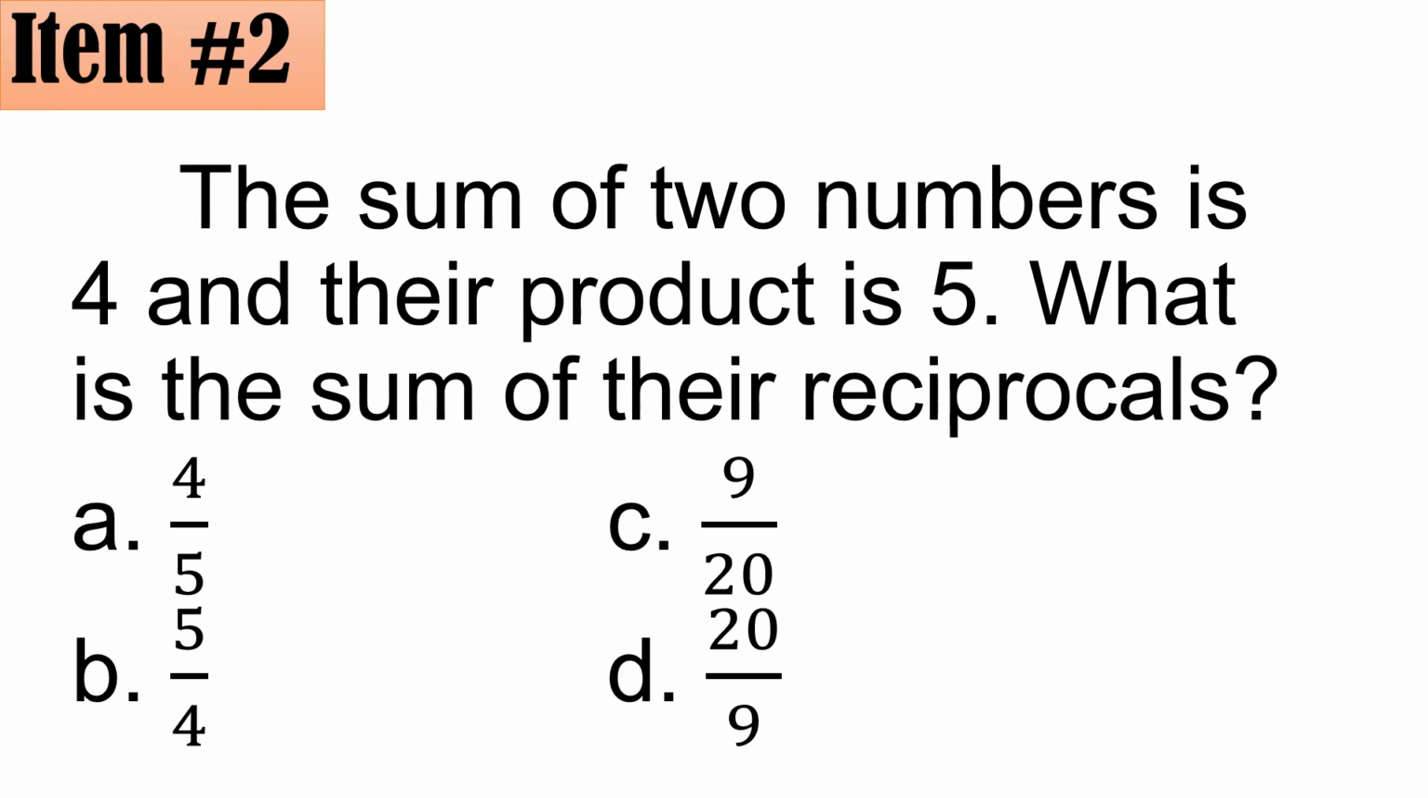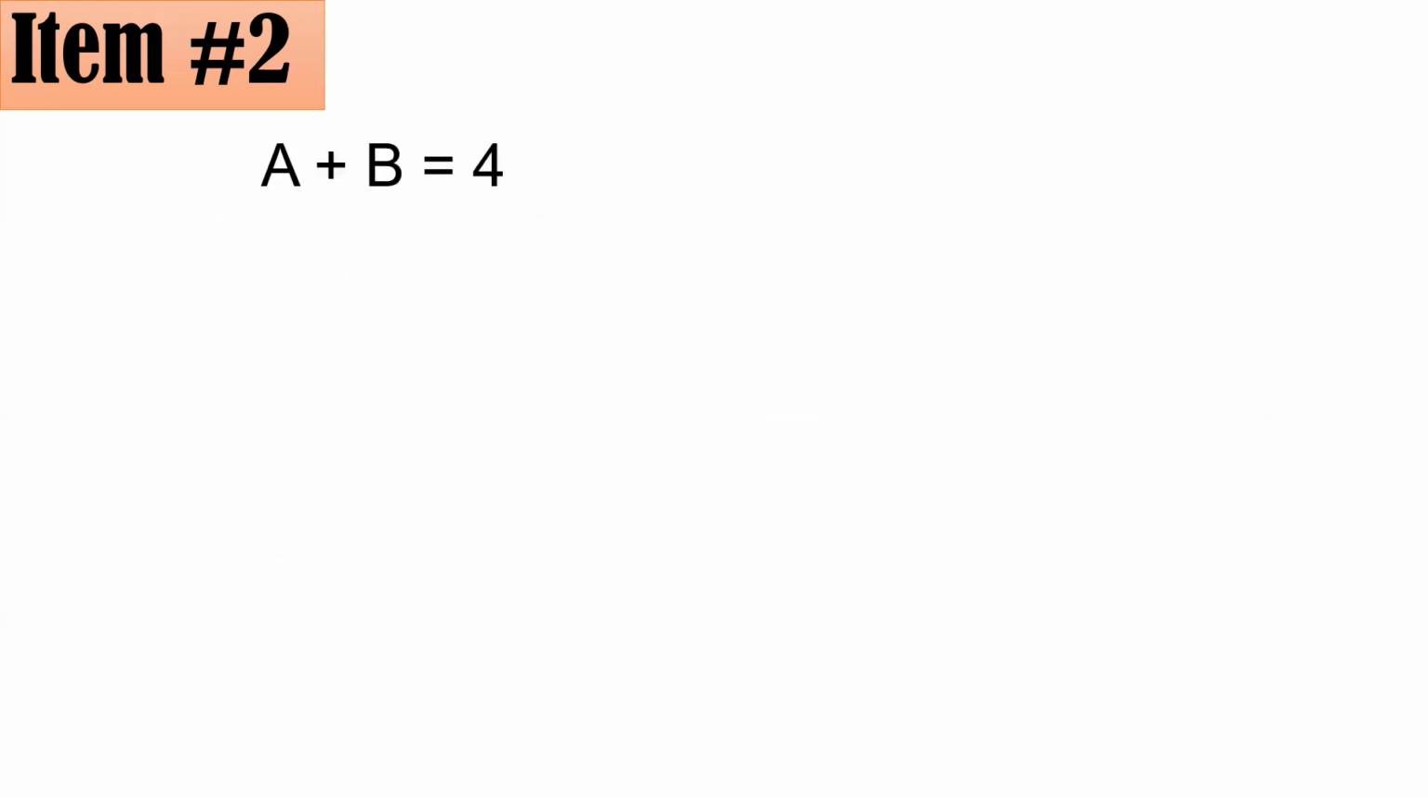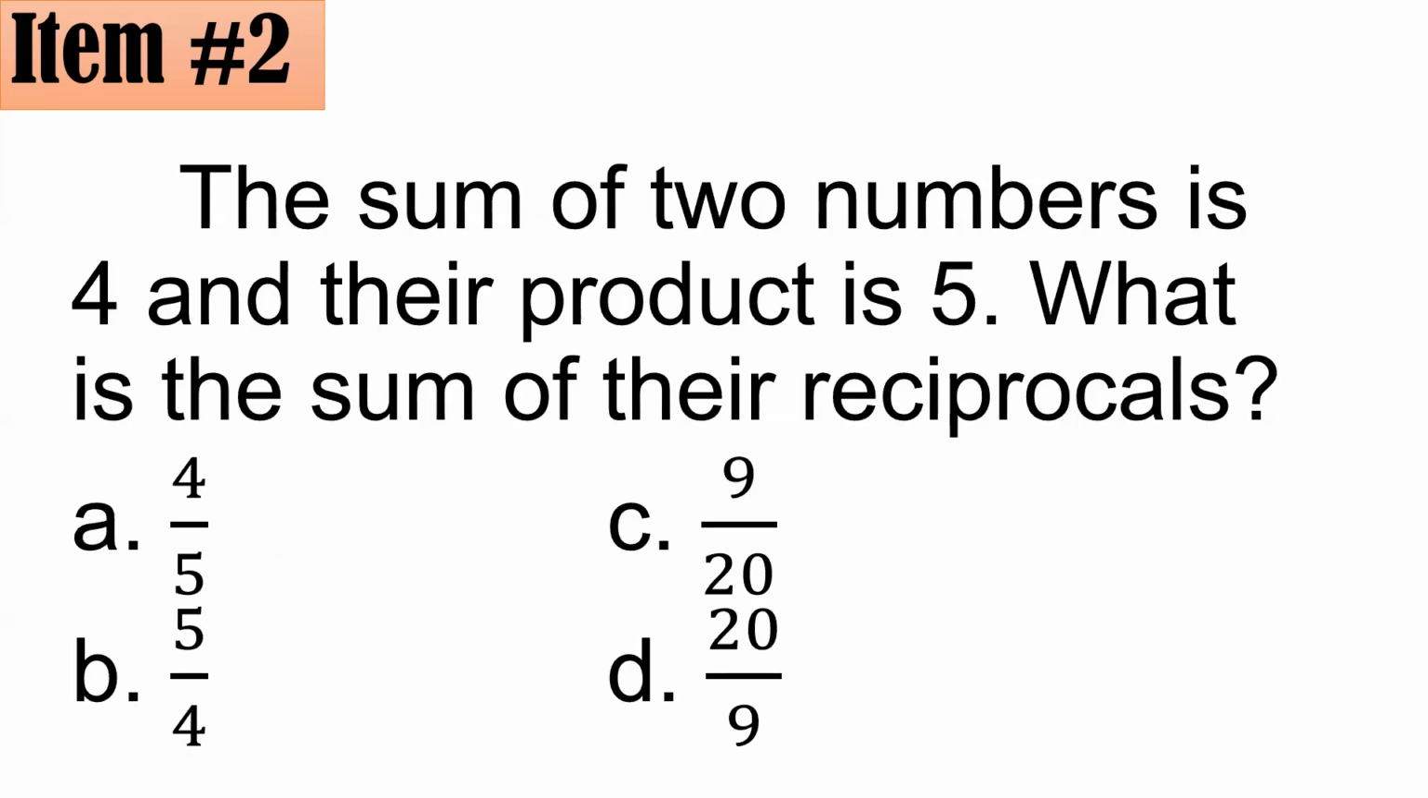Okay, so let's see. If you could notice, in this type of problem, yung ginagawa ng iba is, sinusolve muna niya yung dalawang numbers bago kunin yung sum of their reciprocals. But don't worry, let's say I don't know what these two numbers are. I will represent them as capital A and capital B. Sabi dito, yung sum nila, 4. Meaning, A plus B is 4. And that their product is 5. Meaning, A times B is 5 or AB is simply 5.